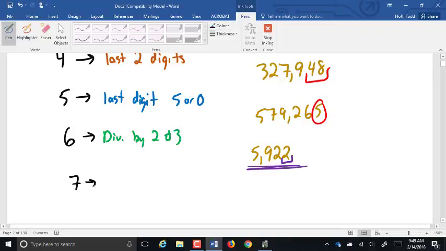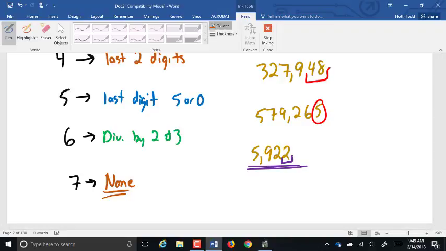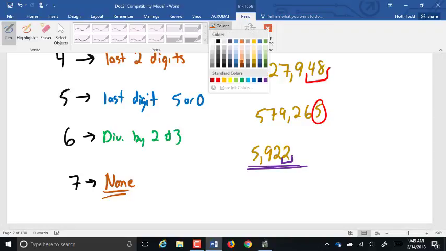7, anybody know of a rule for 7? Neither do I, actually. There is not one that I know of for 7. If any of you can find one that works, let me know.